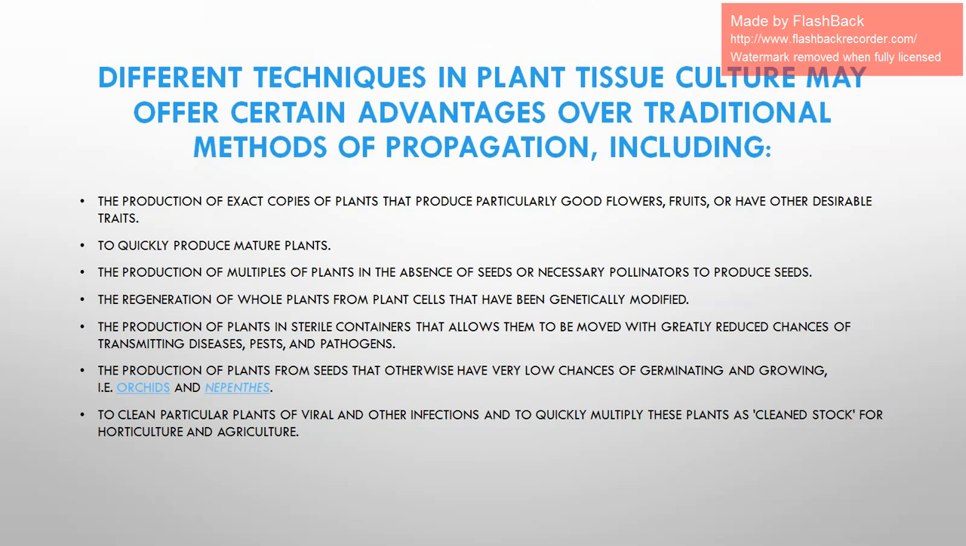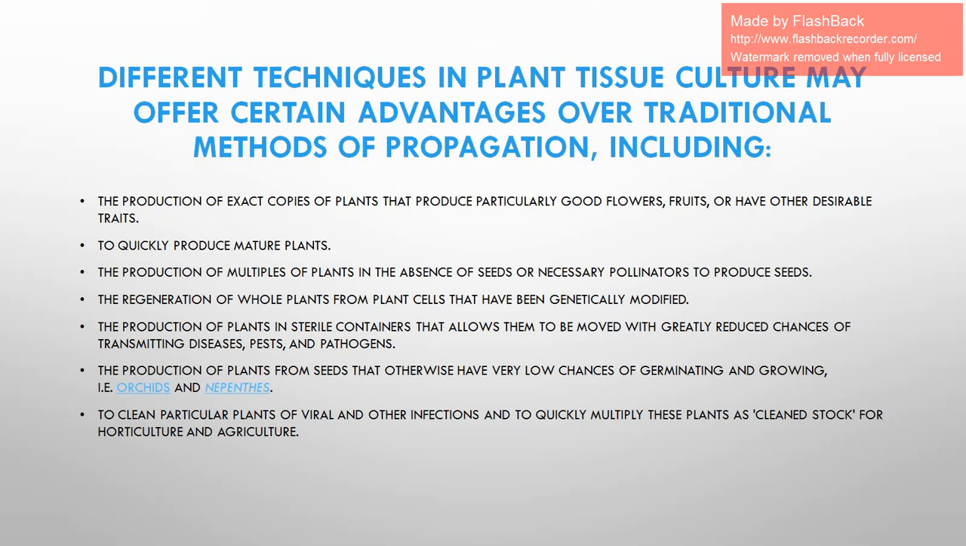Then the regeneration of whole plants from plant cells that have been genetically modified. So the plants which are made by recombinant DNA technology can be regenerated into entire plants by using the plant tissue culture technique. Then the production of plants in sterile containers that allows them to be moved with greatly reduced chances of transmitting disease, pests and pathogens, means sterile plantlets which are free from any kind of disease, pathogens or pests can be regenerated in in vitro condition by using the plant tissue culture technique.